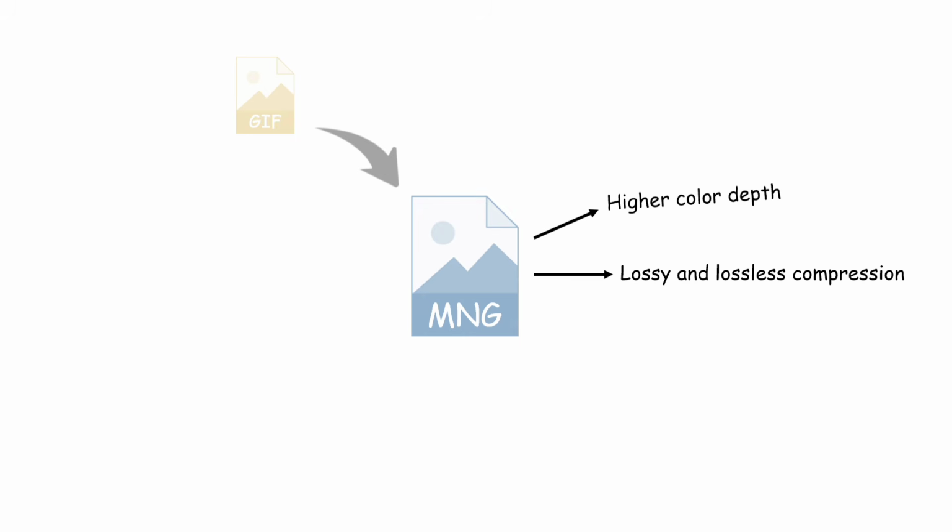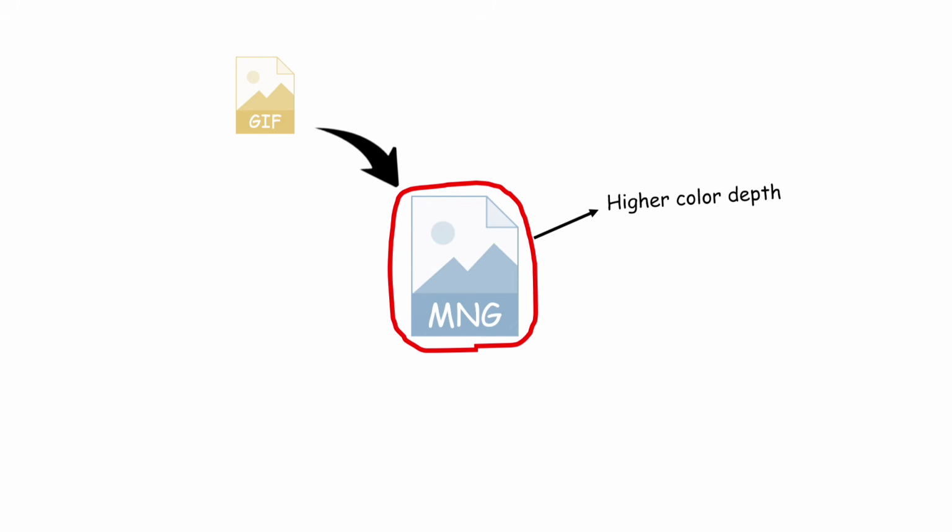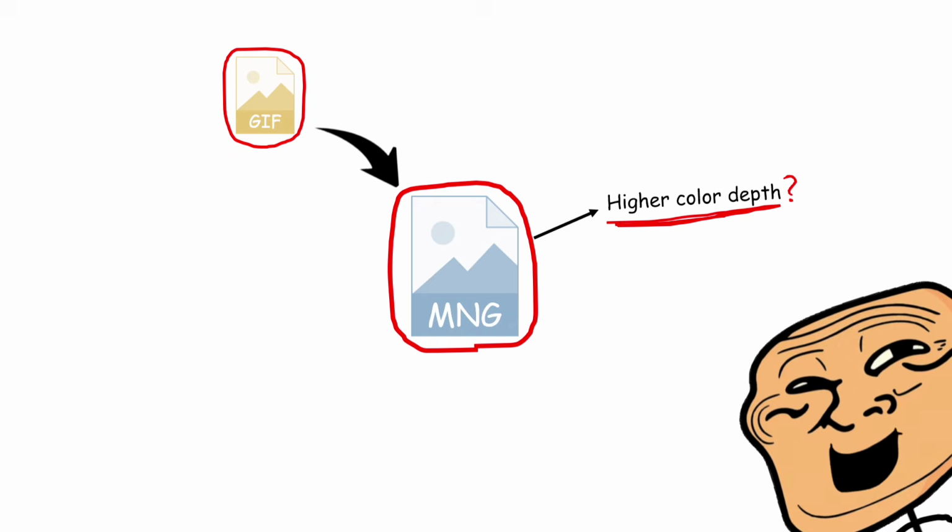It was actually considered a more advanced replacement for GIF and had 3 superior features compared to it: higher color depth, support for lossy and lossless compression, and more advanced animation. To understand how much color depth in the MNG format improved compared to GIF, first let me explain color depth to you in a very simple way.